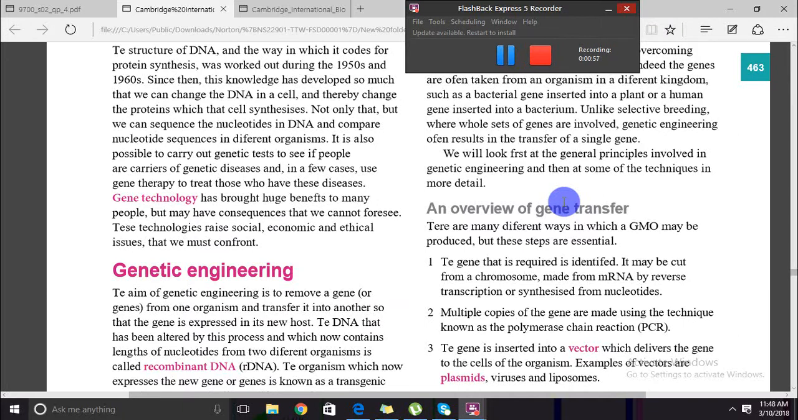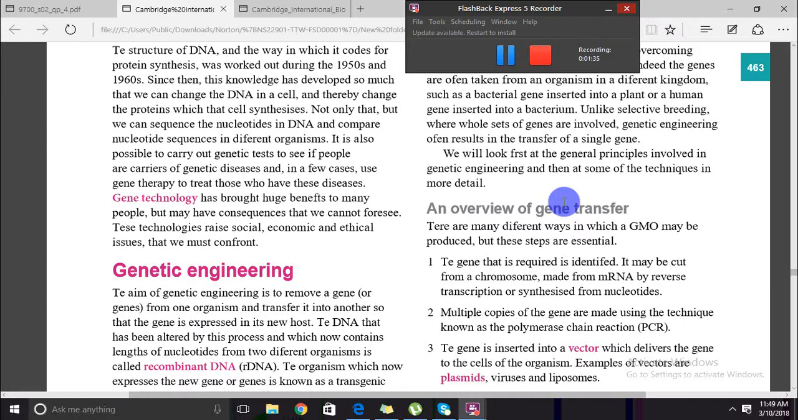We can also sequence the nucleotides in DNA and compare the nucleotide sequences in different organisms. And what that means is that we can figure out the nucleotide sequence in a particular gene in a particular organism. So we know the order of the nucleotides. And if we find the order of the nucleotides in the same gene or a similar gene in other organisms, we can basically compare the orders.